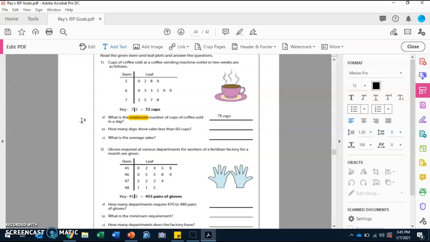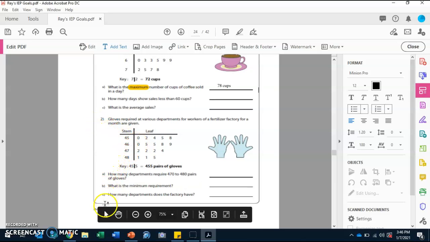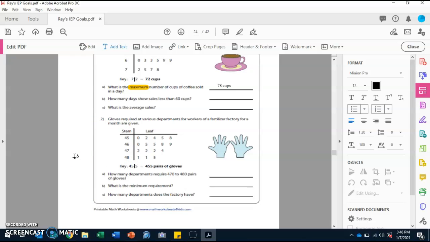You will use this stem and leaf to answer the questions for letter B and C. And then you will use this stem and leaf in question number 2 to answer A, B, and C. If you have any questions, please feel free to let me know. If not, once you are done, we will continue to work on goal number 4.